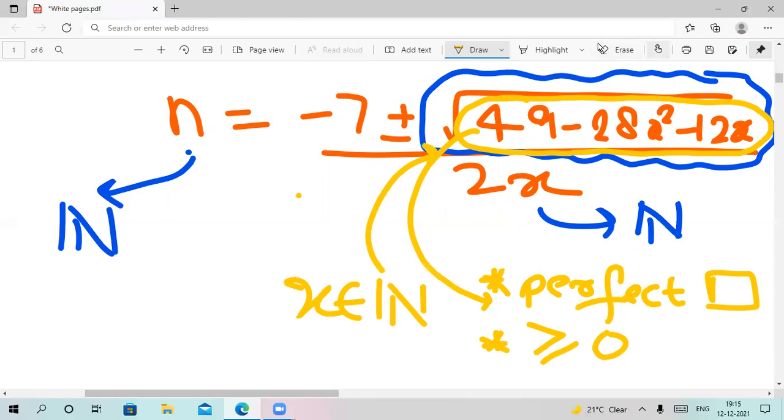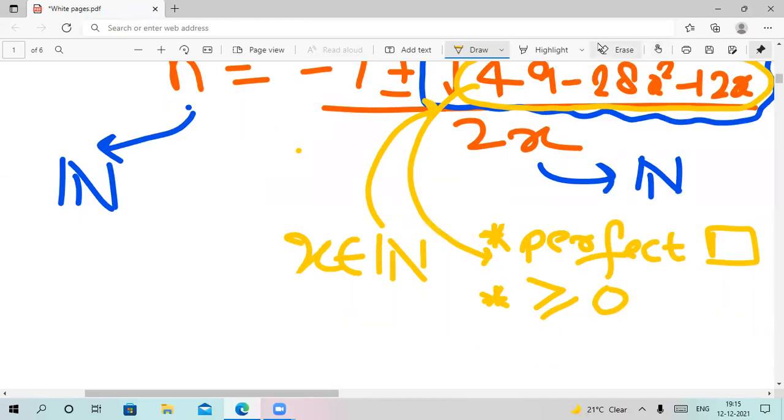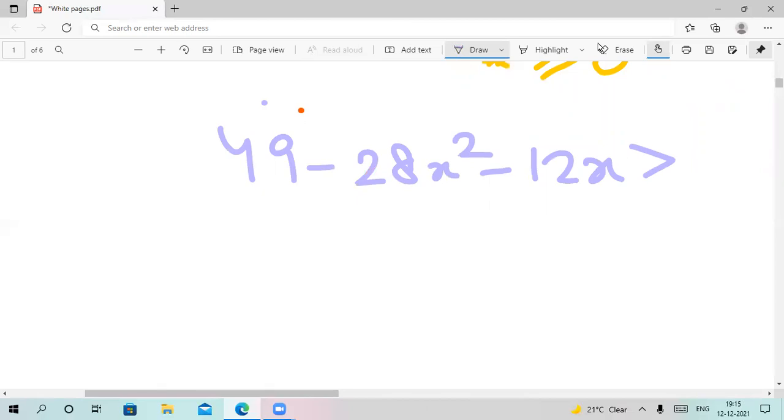So these conditions must always be satisfied for values of x which also belong to the naturals. Okay. So moving ahead to satisfy the same conditions, first I will establish the condition that it must be non-negative, because that's the most obvious thing, which is to establish that 49 minus 28x squared minus 12x is greater than or equal to 0 for x belonging to the naturals.